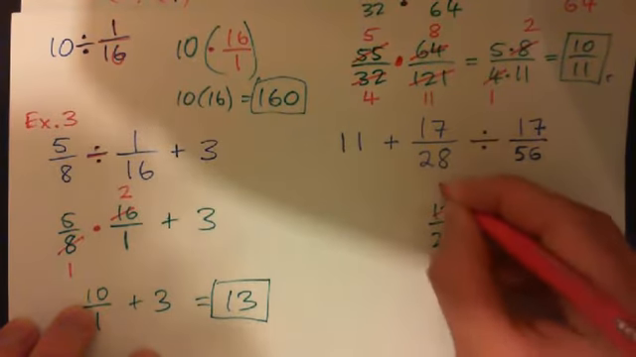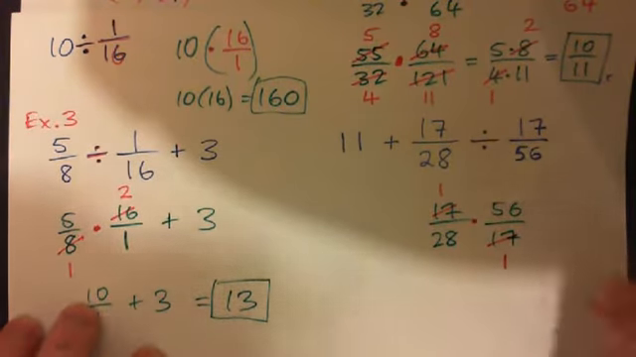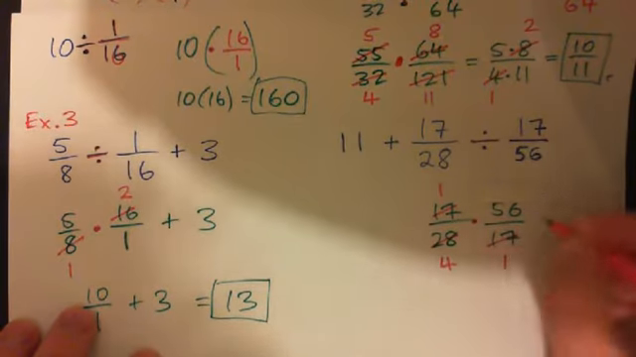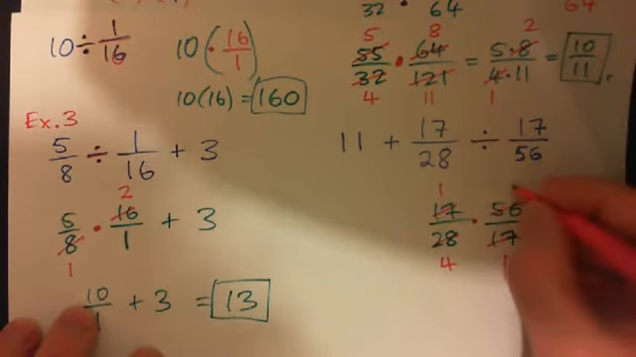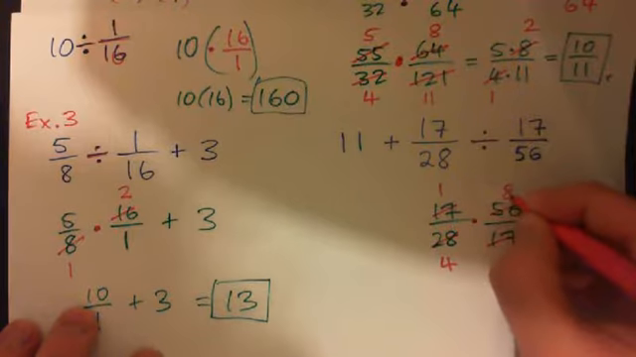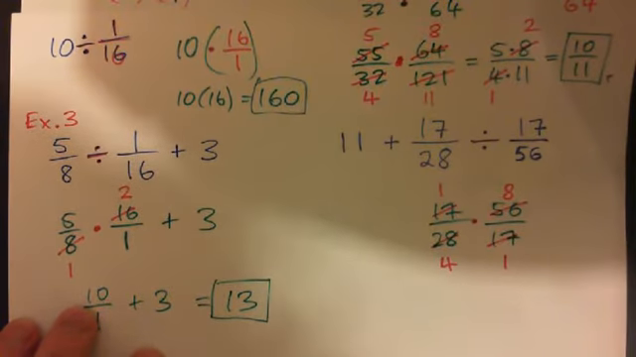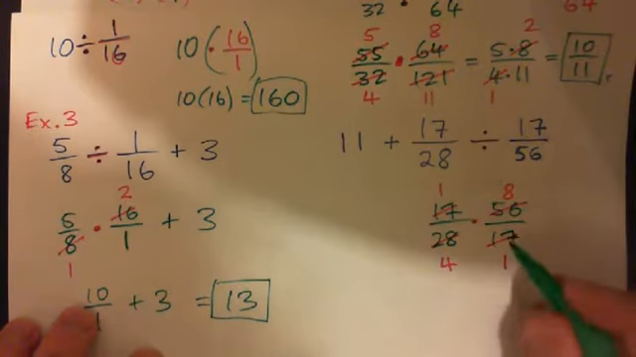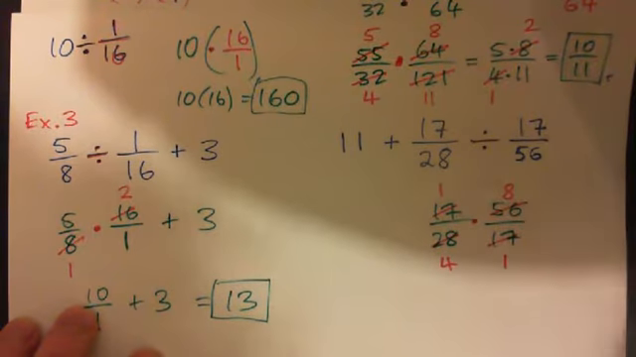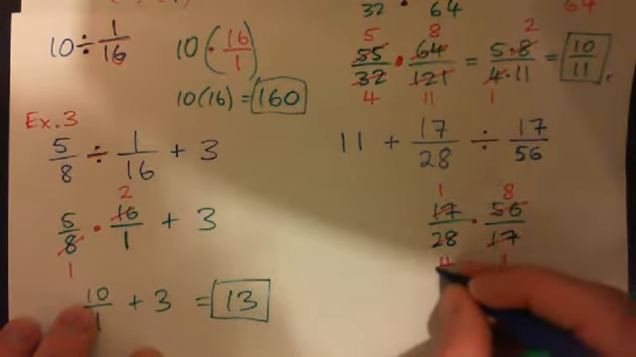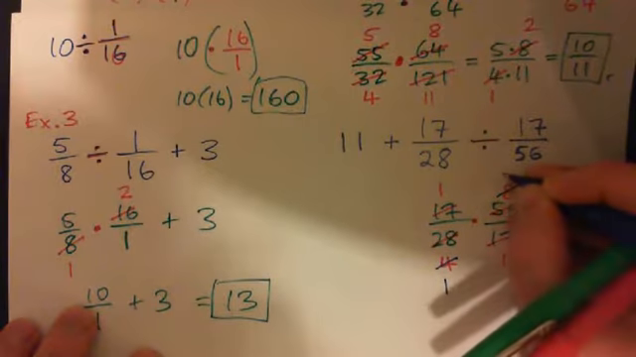17 goes once here and here, and 7 into 28 goes 4 times, 7 into 56 goes 8 times. Okay, so that gives me 4 here and 8 here. Well, I can still go further because 4 into 4 goes once and 4 into 8 goes twice.